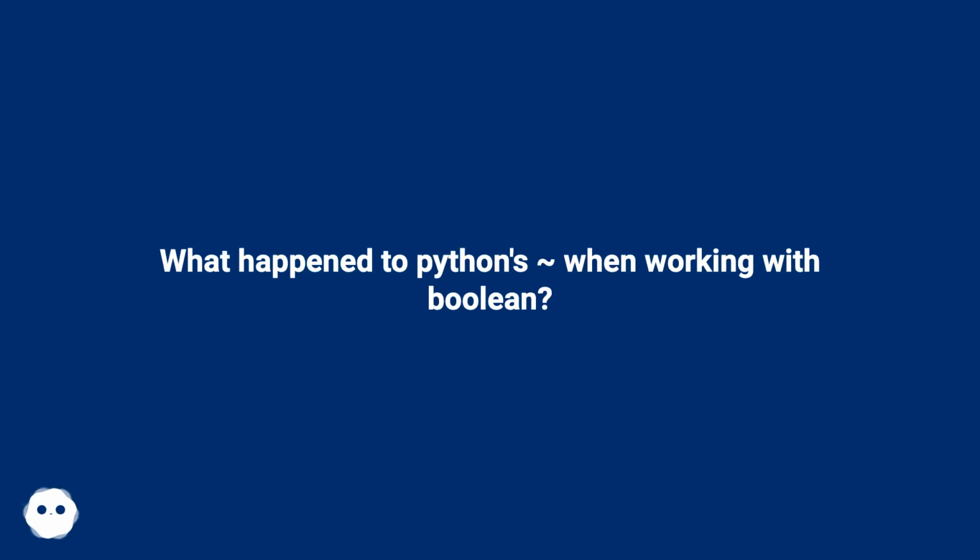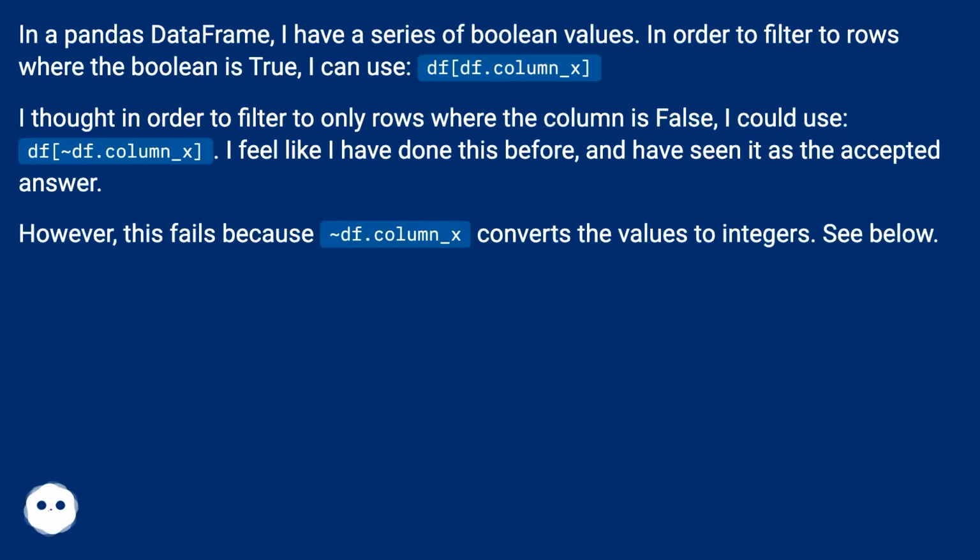What happened to Python when working with Boolean? In a pandas DataFrame, I have a series of Boolean values. In order to filter to rows where the Boolean is true, I can use df.column_x. I thought in order to filter to only rows where the column is false, I could use ~df.column_x. I feel like I have done this before, and have seen it as the accepted answer.